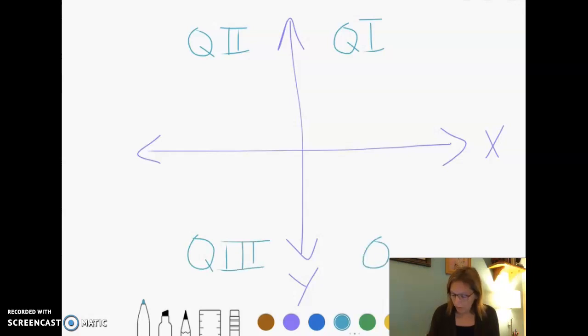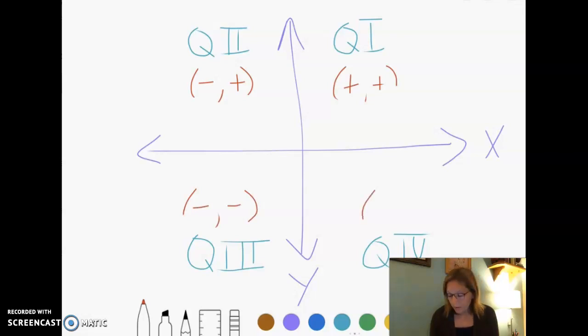And I know you guys already know what's positive and negative in each quadrant because you guys were really good at learning that. So quadrant 1, yep, positive, positive. Quadrant 2, negative, positive. Quadrant 3, negative, negative. And quadrant 4 is positive and negative. Okay, so those are the values of x and y in those quadrants.